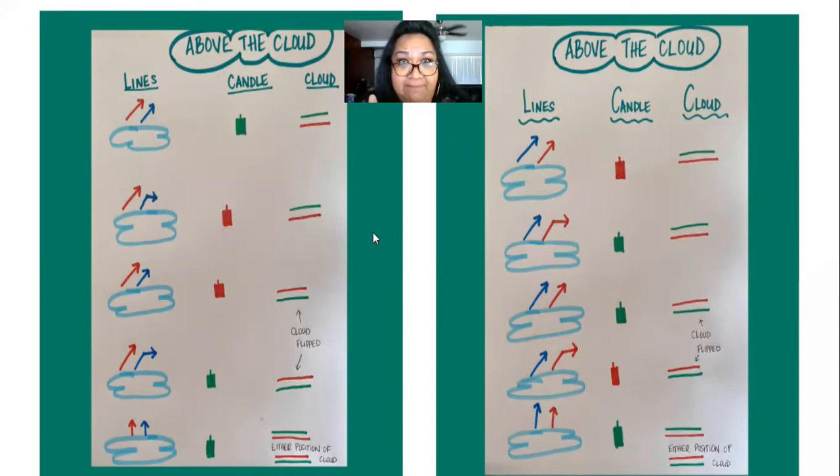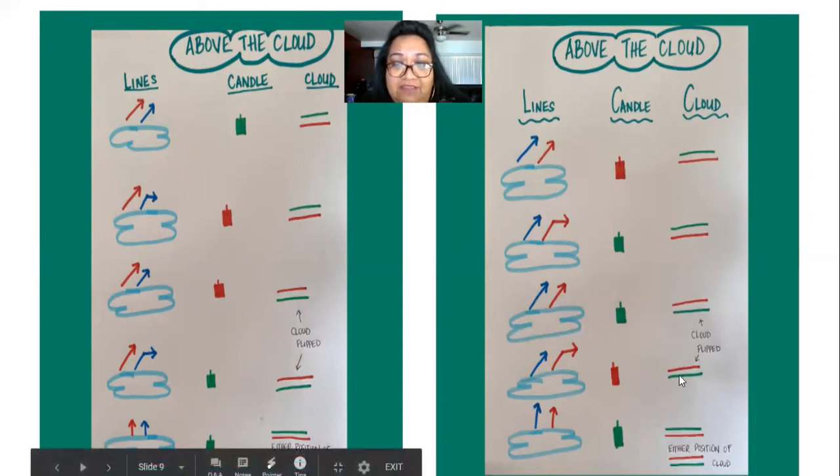Now, when your cloud flips, right here, look, red above the blue, just like here, but the cloud flipped. You got a red candle. You don't get a green. Watch the positions of your cloud. Same thing here, blue above red, cloud flipped. It's red on the top, green on the bottom. You get a green candle. When it turns to the right, same thing. Watch your clouds, watch your positions, and which lines are above each other.